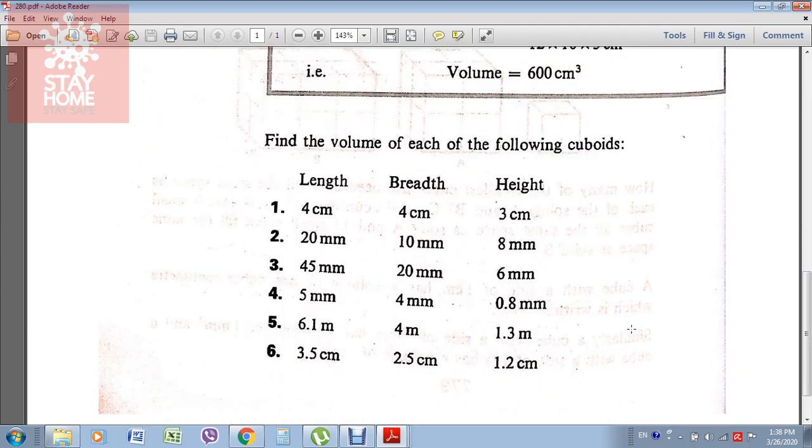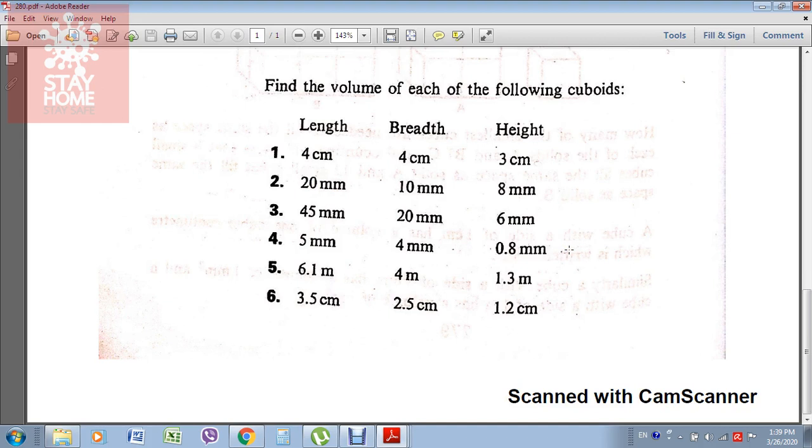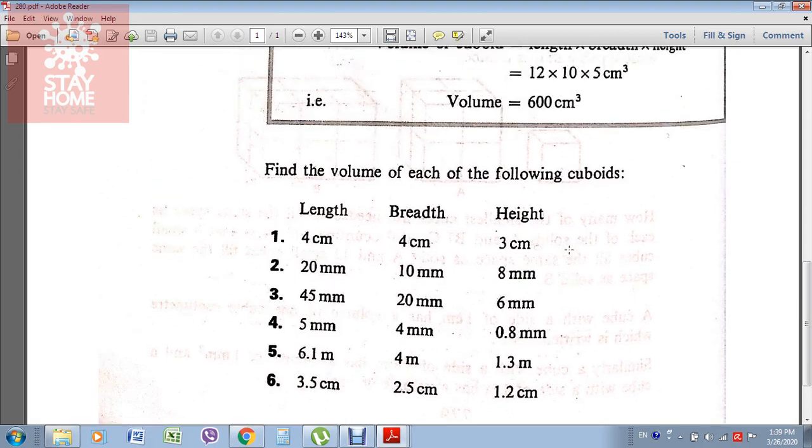Now here are the example questions for you. Find the volume of each of the following cuboids. Very simple: length, breadth and height. Multiply these values and the answer unit will be centimeter cube. Here it is mm, millimeter. So the answer will be 20 multiplied by 10 multiplied by 8 millimeter cube. Like this you can solve all these questions. So this is the lesson for today.